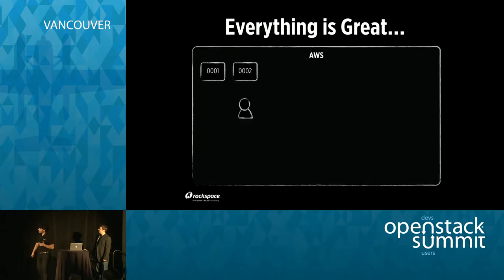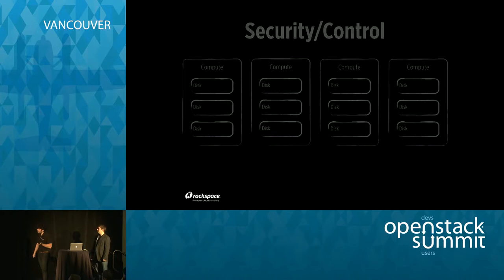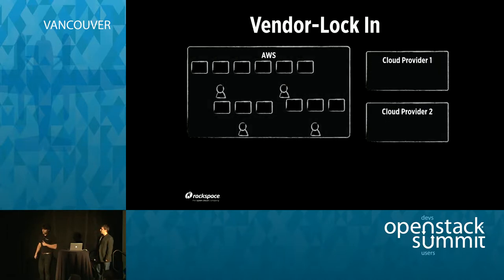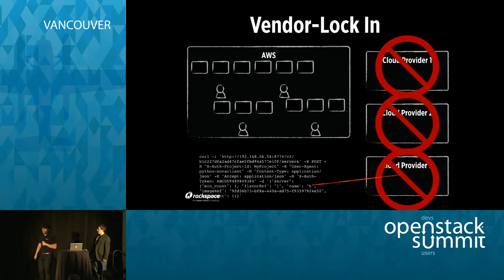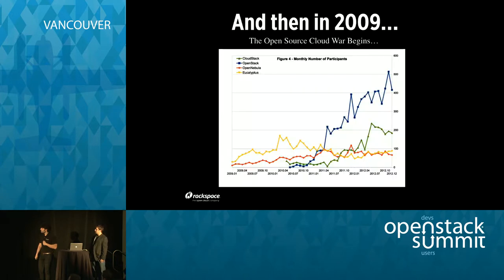Now, everything's great, everyone's using AWS, but what's the problem here? The problem is that security is definitely a concern, because your instance is sitting there with other people's. Some people don't like that. And vendor lock-in: if I'm a developer and I code to AWS, it's going to be hard for me to migrate to another cloud provider, because those APIs are different. So this spawned what we now know as the open source cloud wars of 2009. Eucalyptus, OpenNebula, OpenStack, and we all know who kind of won this, right? That's why we're here.